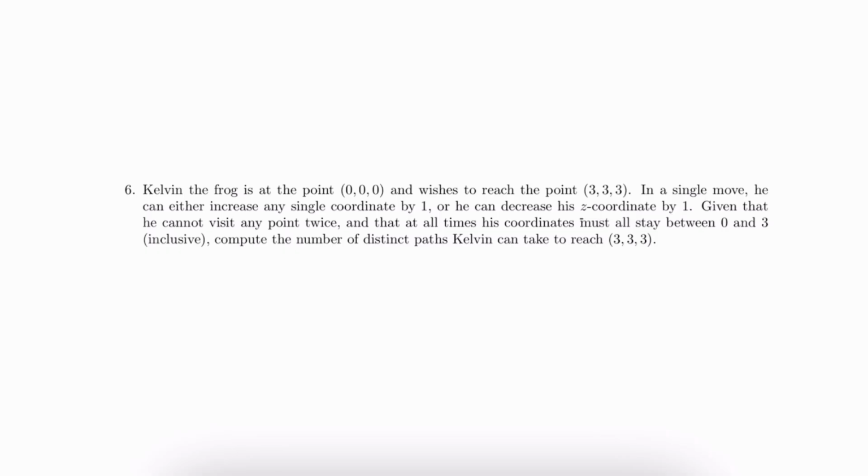Given that he can't visit any point twice, and he must stay between 0 and 3 at all times, we want to find the number of distinct paths that Kelvin can take to reach (3, 3, 3).